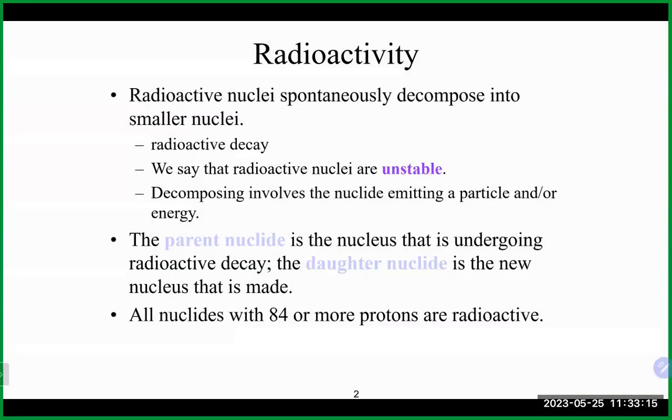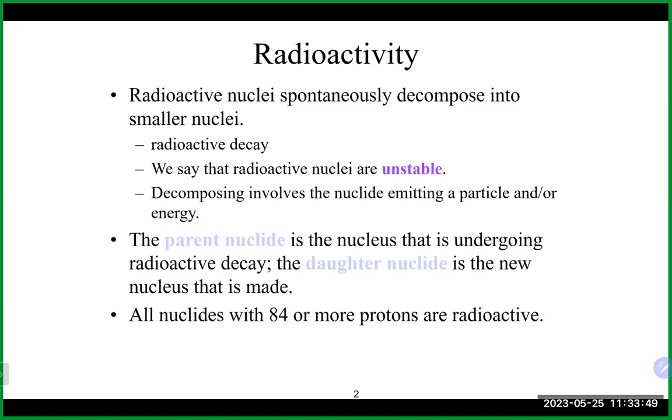Radioactive nuclei will spontaneously decompose into smaller nuclei through radioactive decay. Radioactive decay basically occurs when things are unstable. A lot of times, as they go through radioactive decay, they will emit certain types of particles in that process, and a lot of times energy is also associated with it. We're going to talk about some of the different particles that get emitted in these processes.